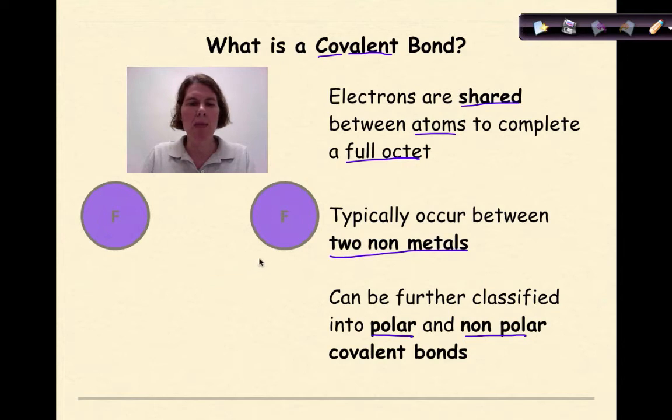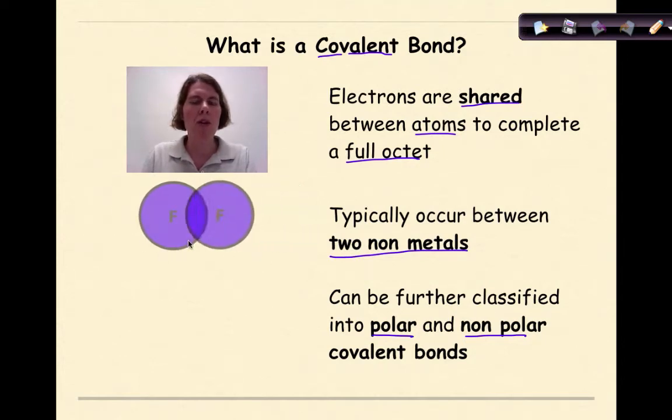If we look at this little animation right here, we have a fluorine atom coming in with another fluorine atom, and this overlap that we see right here is going to be our covalent bond. We're going to look at that in more detail by representing these bonds in terms of valence electrons through the use of Lewis dot diagrams.